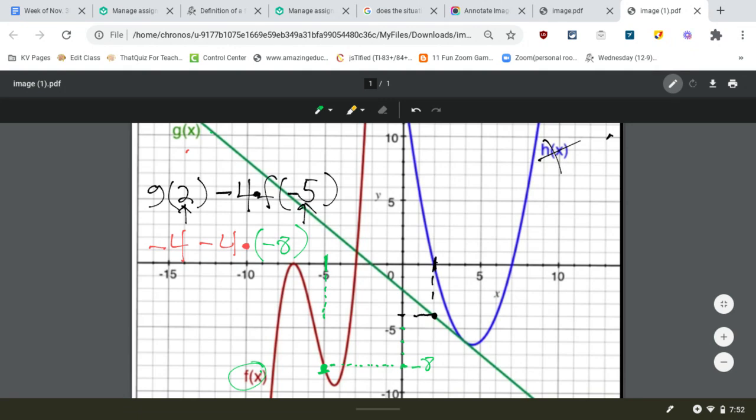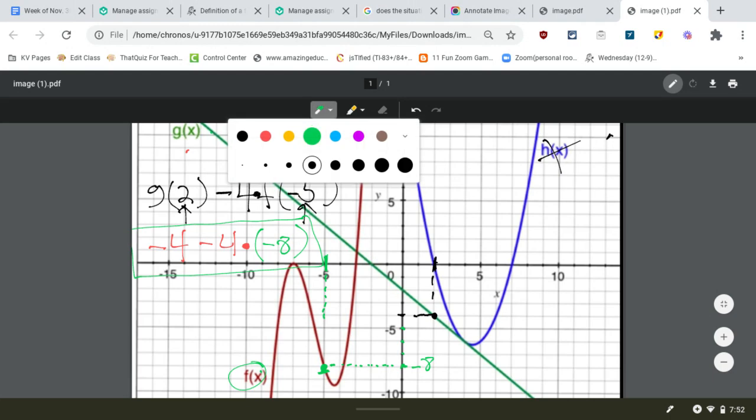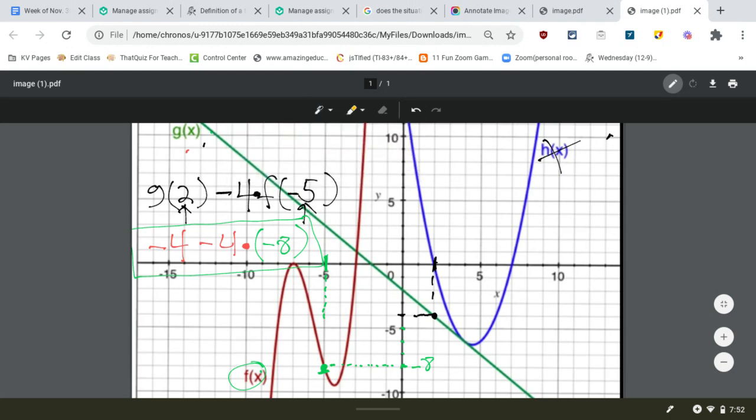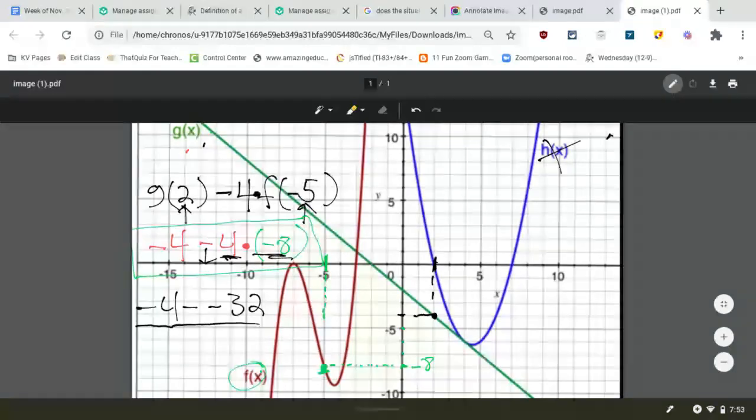And then we just have to simplify this little expression here. You got to do multiplication first. So I'm going to do 4 times negative 8. So negative 4, bring down our minus sign here. 4 times negative 8 is negative 32. And then we have negative 4 minus negative 32. Well, that just becomes negative 4 plus 32. So the answer would be 28.